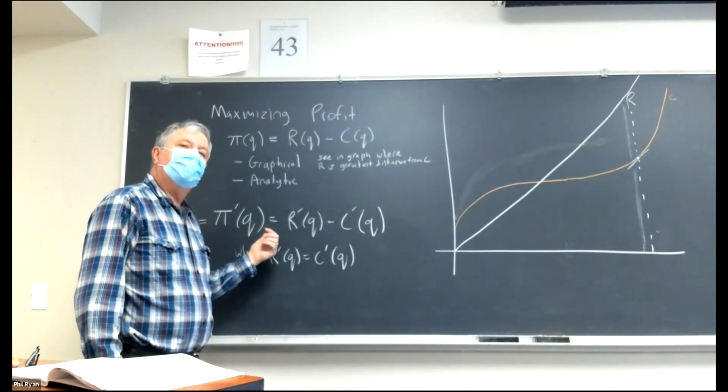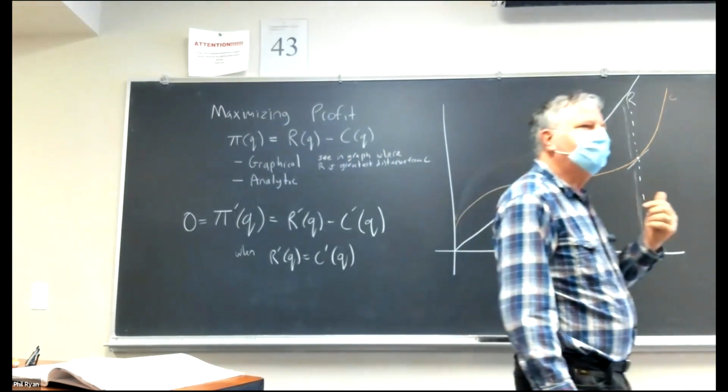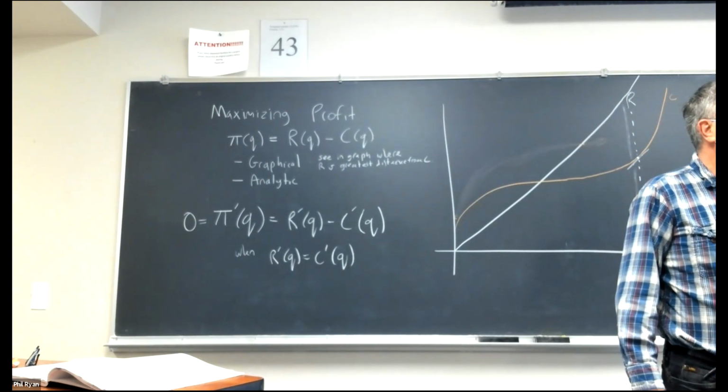So here, right, we're taking the derivative. What's the other thing we should always check when we take a derivative and set it equal to 0? We're going to optimize. So what should we check?